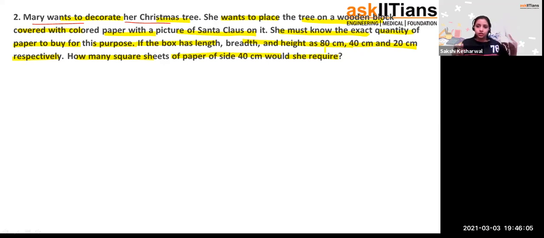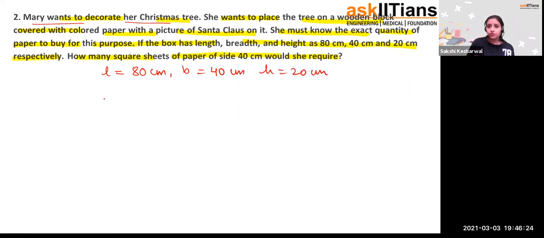The area of this single sheet, and then we'll find the number of sheets, right? So what is given to you is given over here. The length is 80 centimeter, breadth is 40 centimeter, and height is 20 centimeter. First she's going to cover it. So what we'll be finding out is the TSA of the cuboid, right?